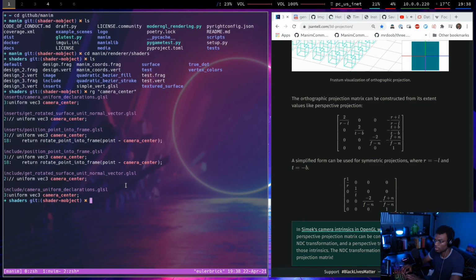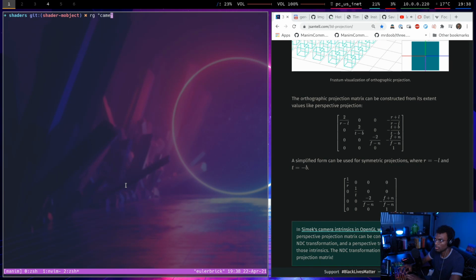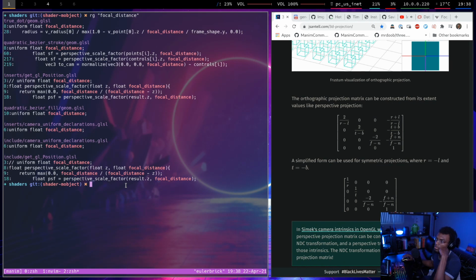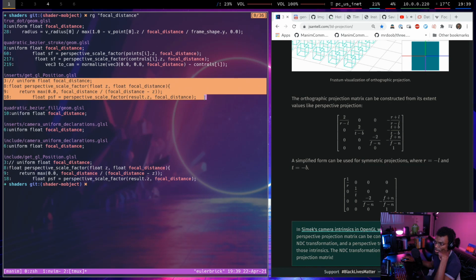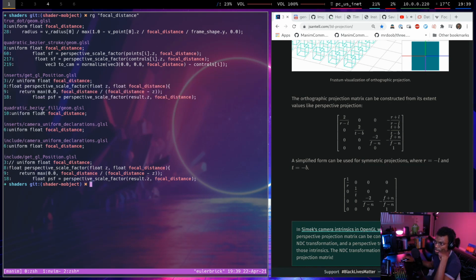There's a lot of stuff here. True dot. Okay, so that wouldn't be what I'm using. It would be something in either the fill or inserts. So get GL position uses the focal length, focal distance. And I think that's it.